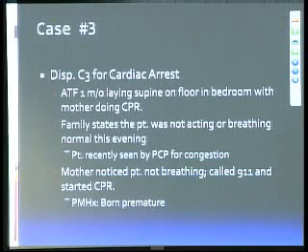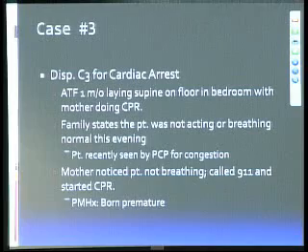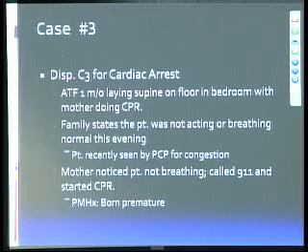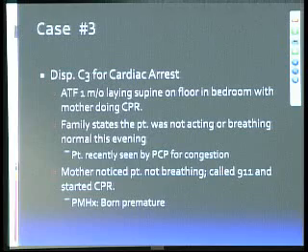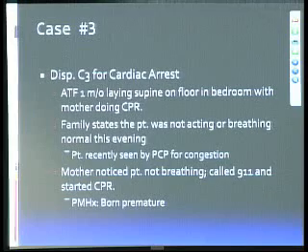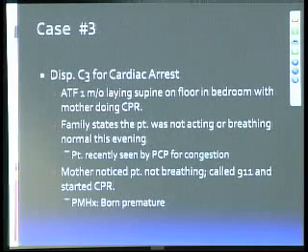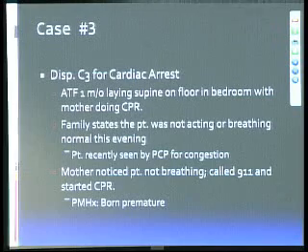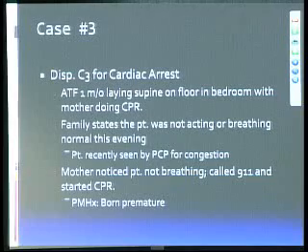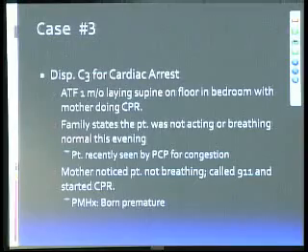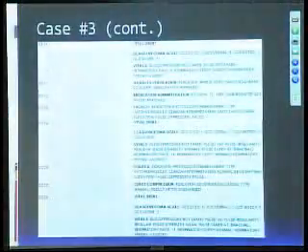This is a devastating case, code 3, and I don't know if any of you were involved in this one. It's a 1-month-old, lying supine on the floor in the bedroom, call for a cardiac arrest, with the mother attempting to do some CPR. The story was that the child was not acting or breathing normally. It was an evening call, recently seen by the PCEP for some congestion, and then the call was started after the child wasn't breathing. It was a premature kid, apparently by birth. Here's the run sheet.